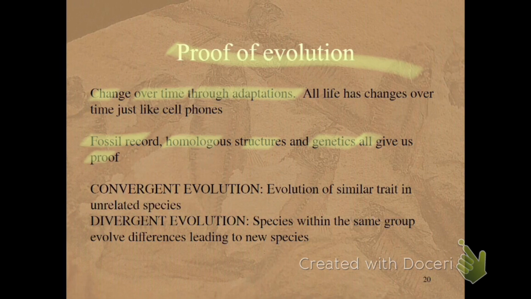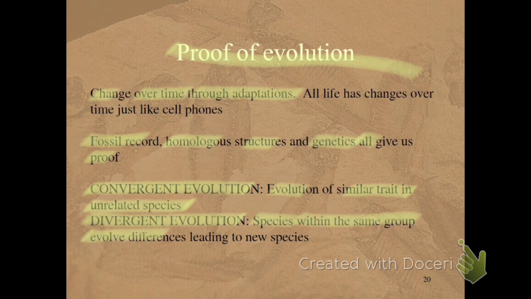2 terms I want you to know. Convergent evolution is evolution of similar traits in unrelated species. And divergent evolution is when species within the same group evolve differences leading to new species. So convergent, they're not related, they evolve, and they start to look more and more like each other. Divergent, they are related, they evolve, and they begin to look very different.